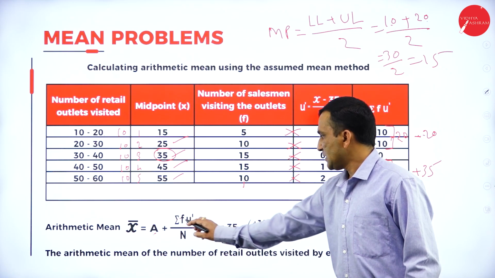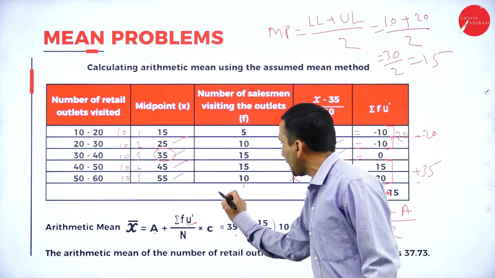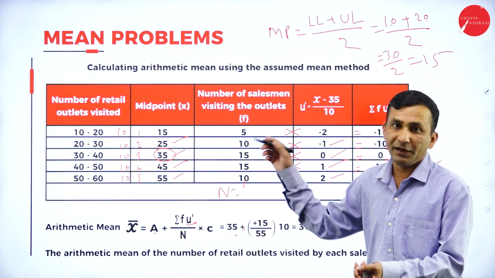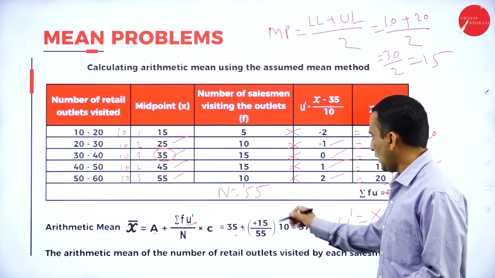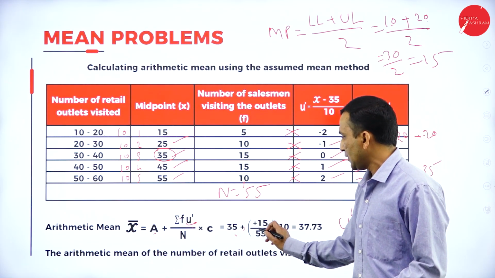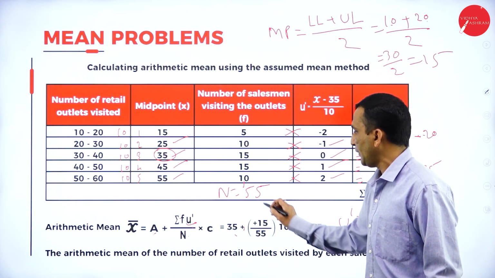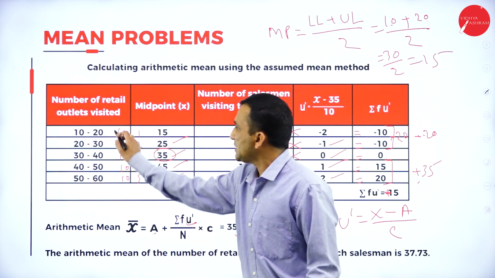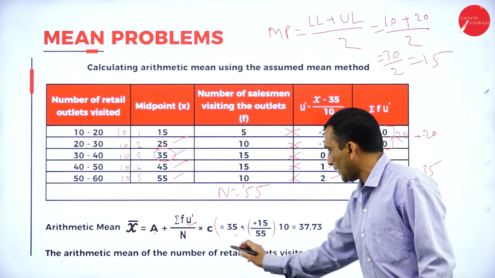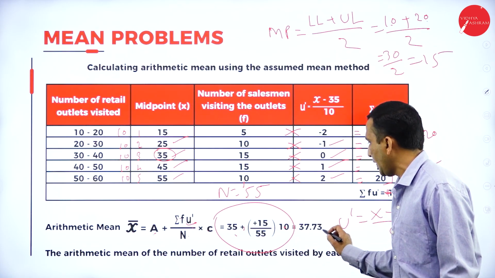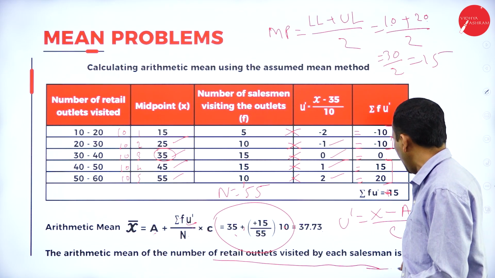Now after getting this plus 15, I want to simplify according to the formula: A plus 35, sigma fu plus 15, divided by n. How do you get n? It is the total of frequency. We have already done many problems. The total of frequency here is 55. After getting the n value, we substitute: sigma fu plus 15 divided by n, 55, into C, the equal distance width, 10, 10, 10. Finally if I substitute these values, I am getting 37.73, which is the arithmetic mean of the number of retail outlets visited by each salesman.